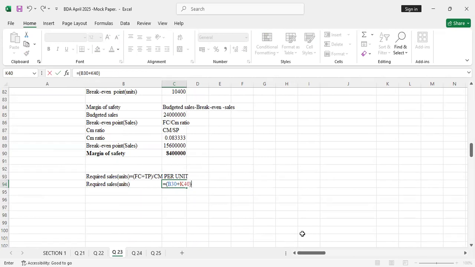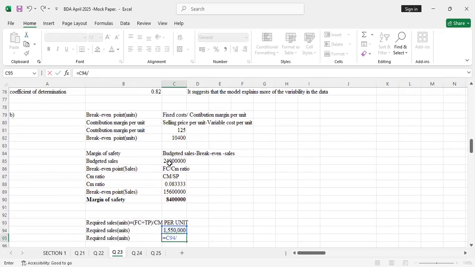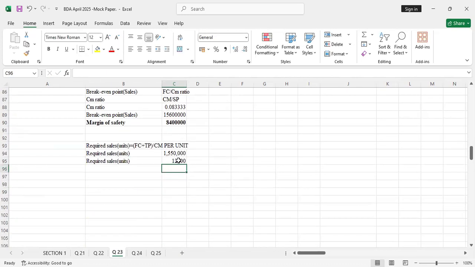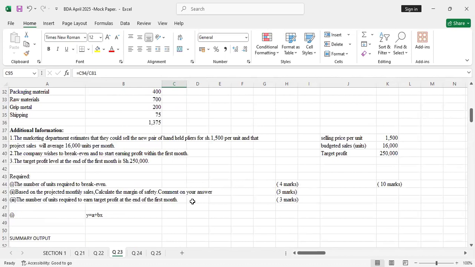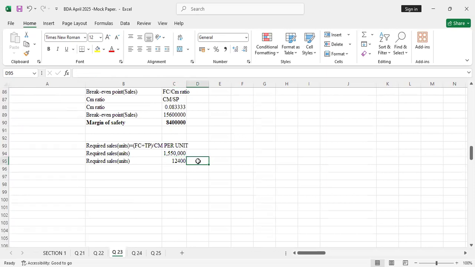Let me work that out first, just to be accurate. After adding fixed cost plus target profit, I divide this value by the contribution margin per unit, which you already have, over 125. So the number of units required to earn target profit at the end of the first month is 12,400 units. That's how you are supposed to do that question.